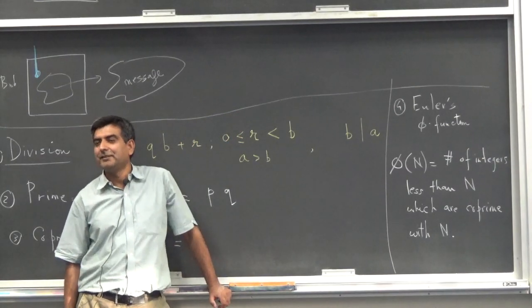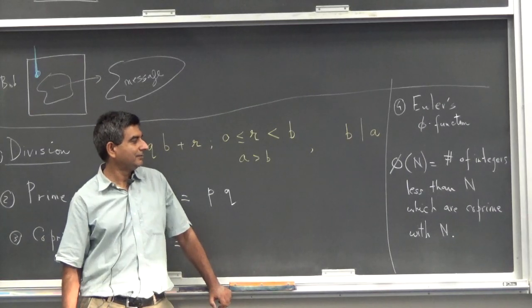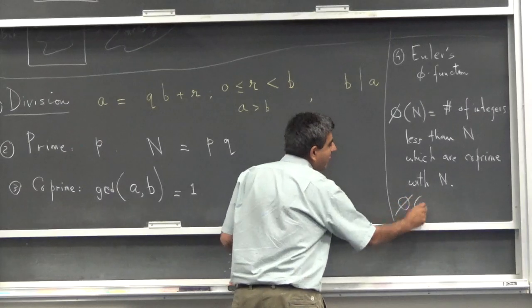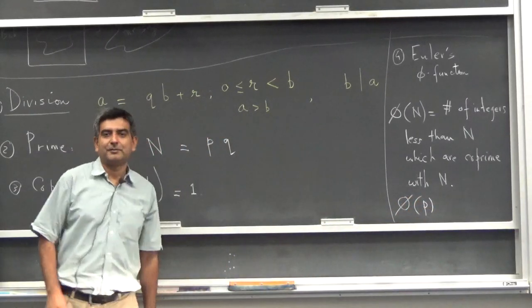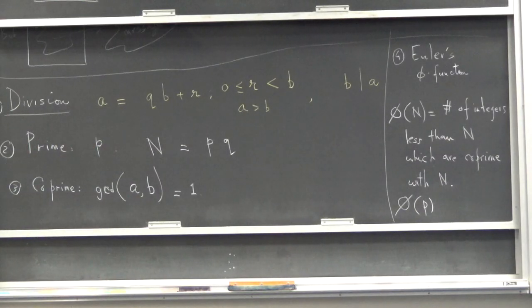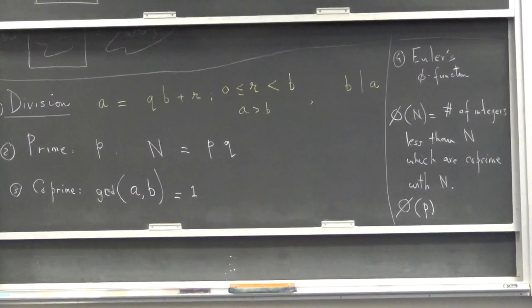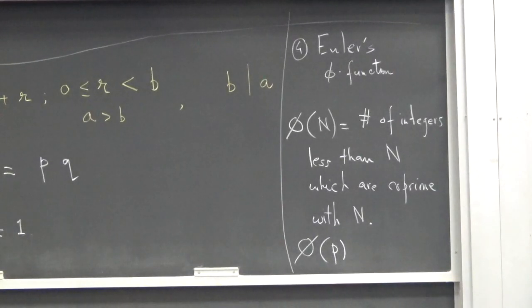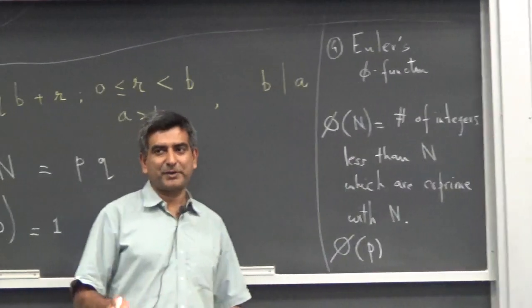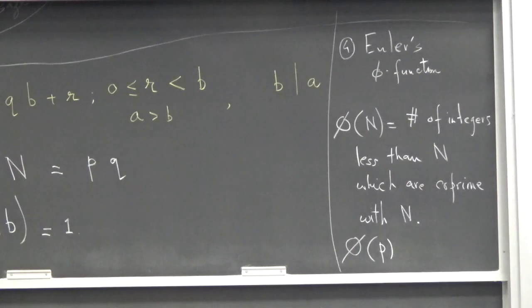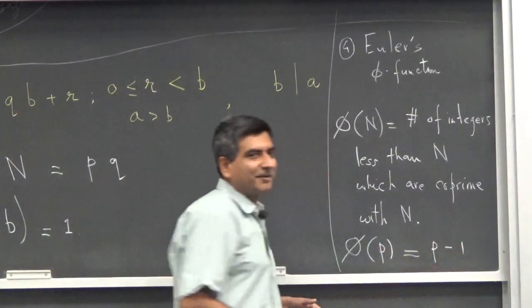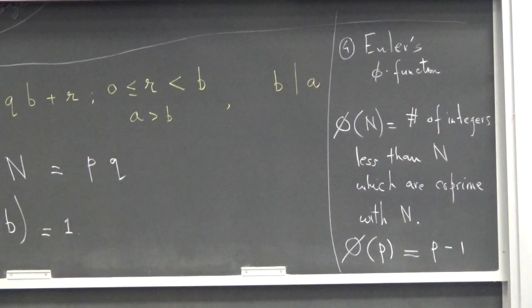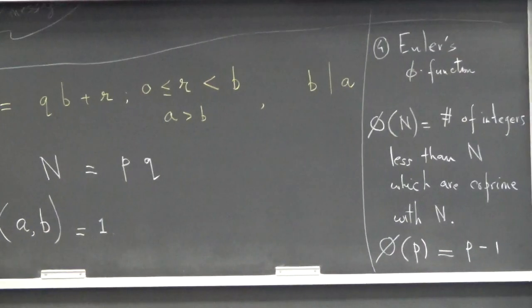Got it? So if p is a prime number, what is the Euler phi function for a prime number? This is the number of integers less than p which are coprime with p. All of them. So what's the answer? P minus 1. All the numbers less than the prime number, from 1 up to p minus 1, will be coprime with p. That's how we define a prime number.